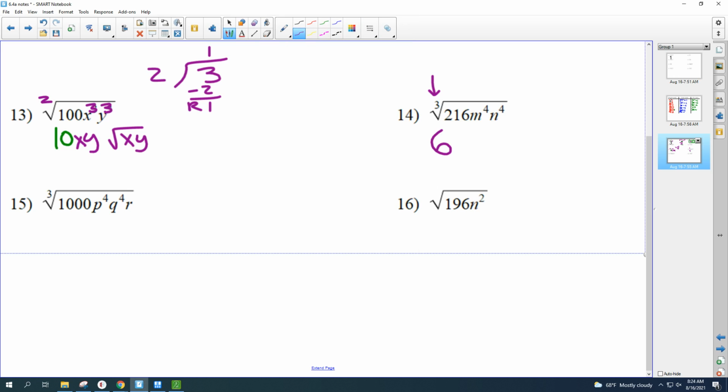Now we're going to do the letters. All it takes is, how many times does 3 go into 4? Once, with how many left over? 1. So 1 comes out and 1 stays in.